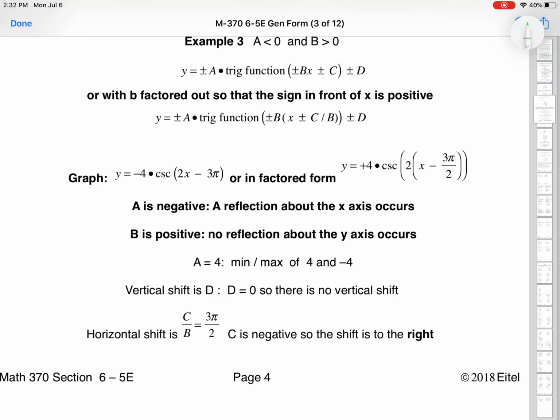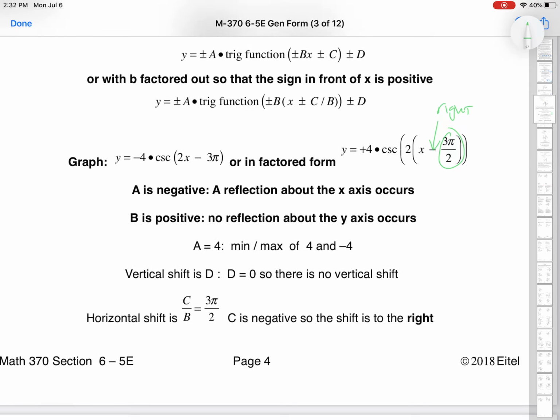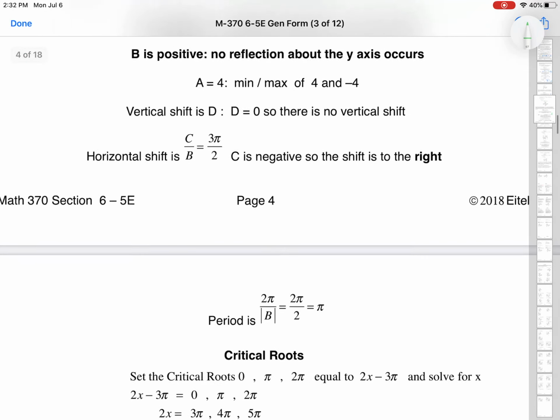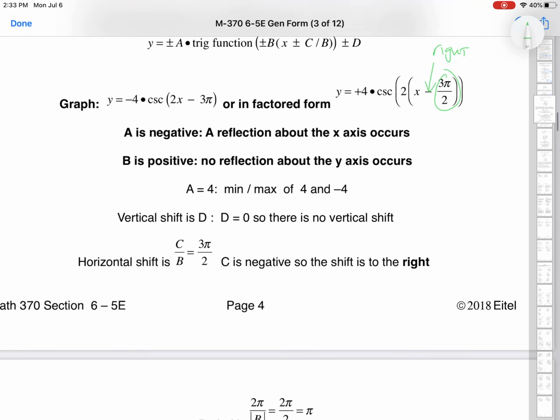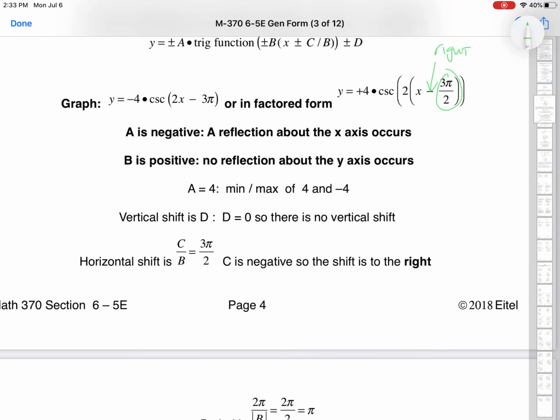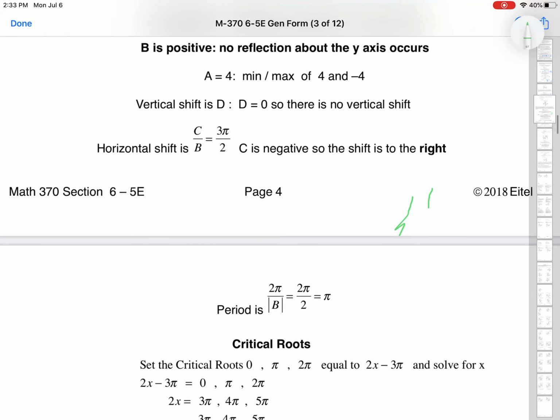And our new period is, our horizontal shift is 3 pi over 2, and it's to the right. Again, when you set those equal to 0, that's going to take care of itself. Our new period is just pi, though, because it's the original 2 pi divided by the absolute value of b. Here's b, and so it's 2 pi divided by 2.